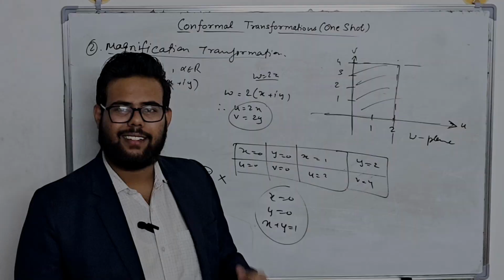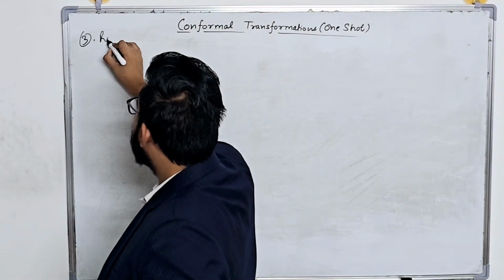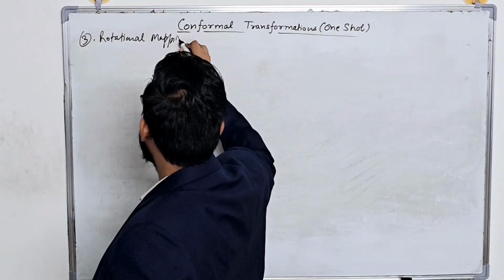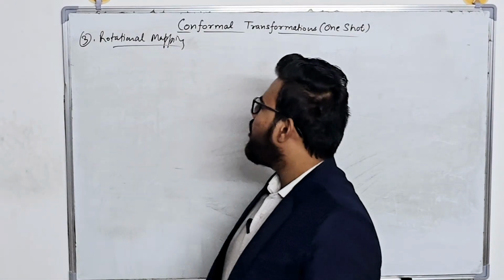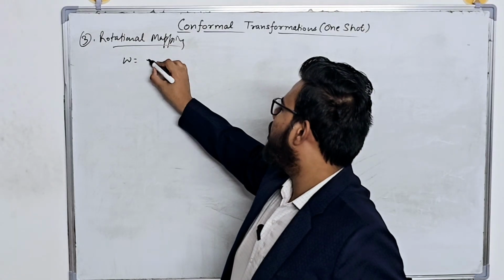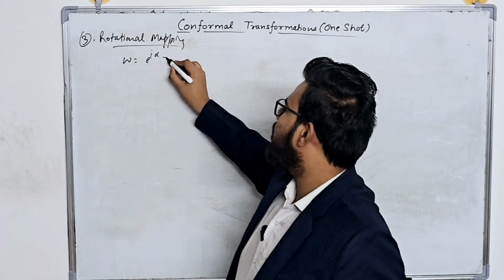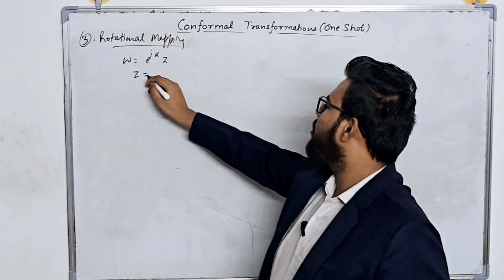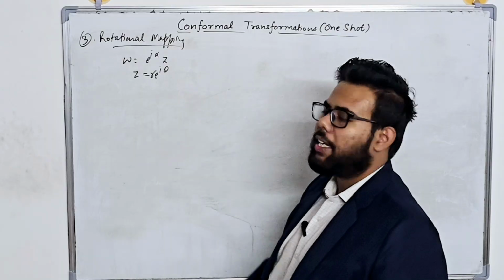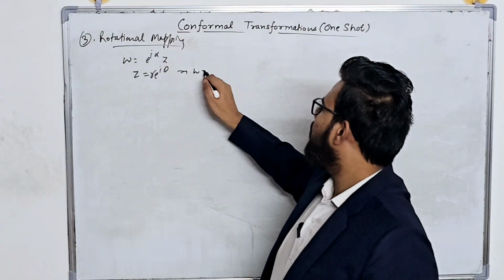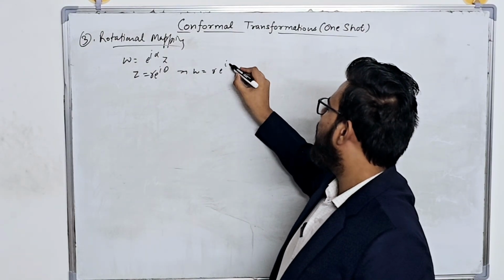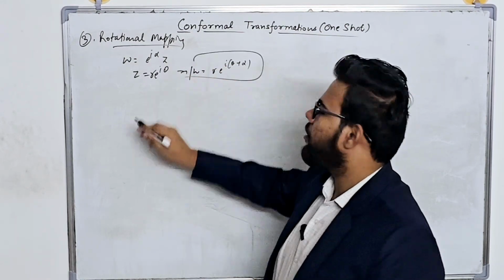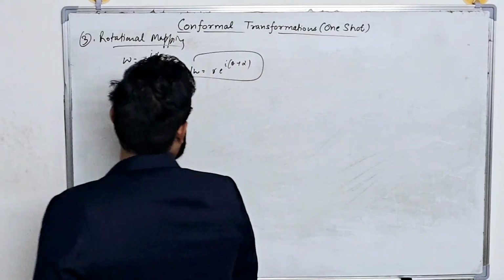So now let's move to rotation. Let's study rotational mapping or transformation, okay? In this we had already found that w is equal to e raised to the power i alpha times z, right? So we all know that z is equal to r, the magnitude, times e raised to the power i theta. Hence w is equal to r e to the power i times theta plus alpha, right? So from this we can say that the magnitude is constant in this. It has just rotated.